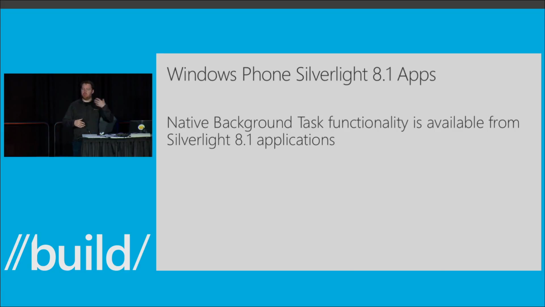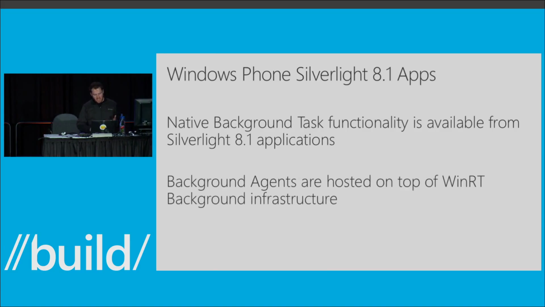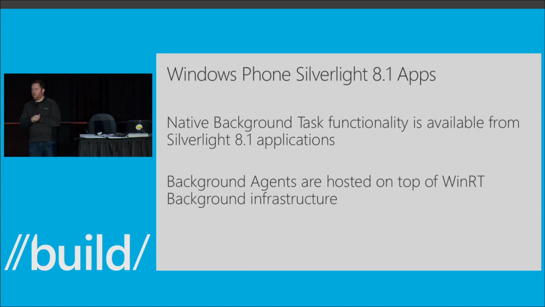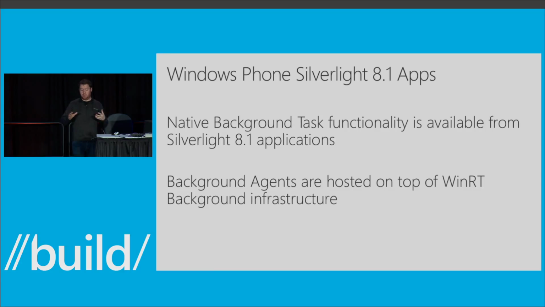So you can replace your background agents with background tasks. You can get these new triggers and conditions and all this new functionality in your existing Silverlight applications. And in fact, as soon as you upgrade to Silverlight 8.1, we'll actually host your background agents on top of the modern background infrastructure. What this means is that it will work pretty much exactly the same, but we'll be using the modern resource management and the modern activation under the covers. Your APIs will still look the same. You don't have to change any of your code for the background agent, but it is being hosted in the modern application model in that case.